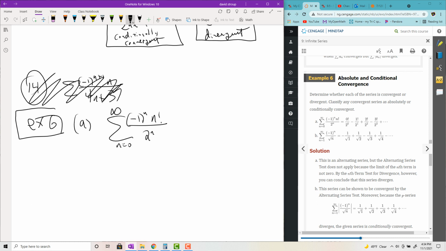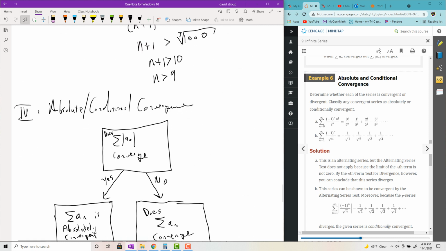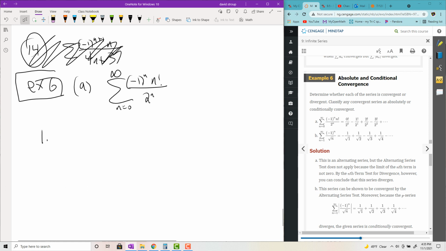Anyways, so first you want to consider, if you look at my flow chart, first consider the series of the absolute value. So if you take the absolute value of that thing, the absolute value will kind of annihilate the -1 to the n portion. Okay, that thing won't affect it anymore. And so you could just rewrite this as a series of n factorial all over 2 to the n.